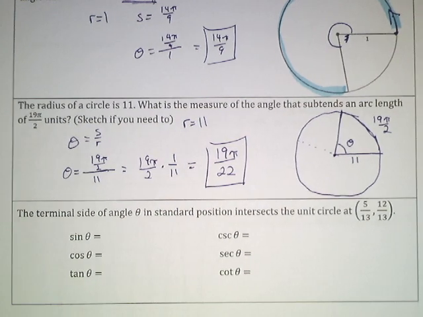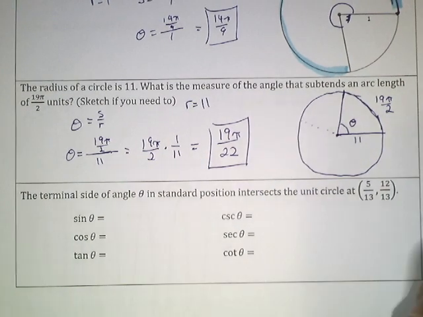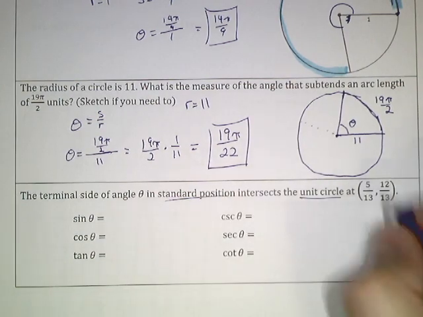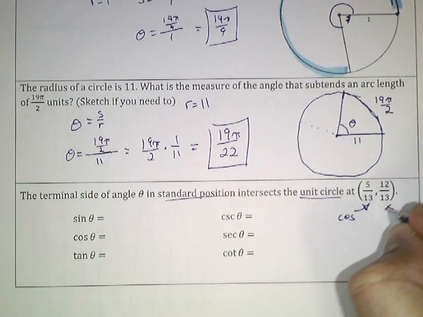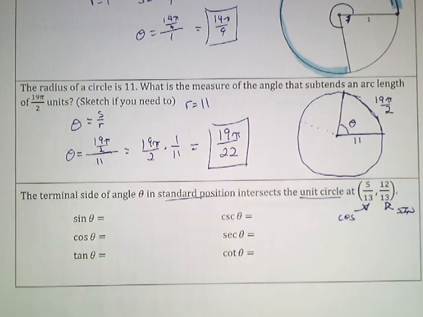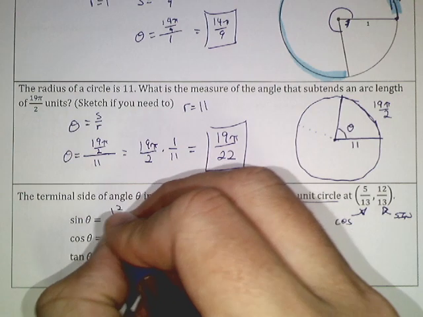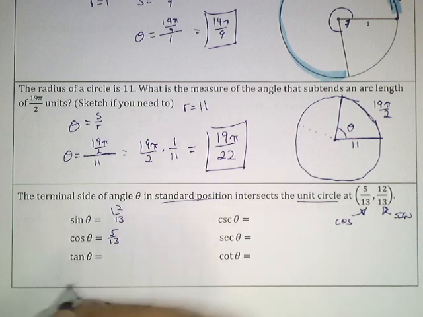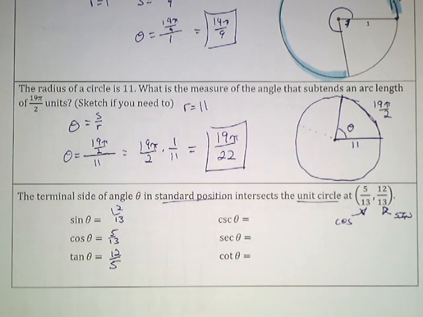Okay, the terminal side of an angle in standard position intersects the unit circle at 5/13 and 12/13. So again, this is unit circle, standard position. So that tells us that that guy right there is cosine, and this guy right here is sine. Always, always, always. So sine is 12 over 13, cosine is 5 over 13. Tangent is sine divided by cosine, so that's 12 over 5.